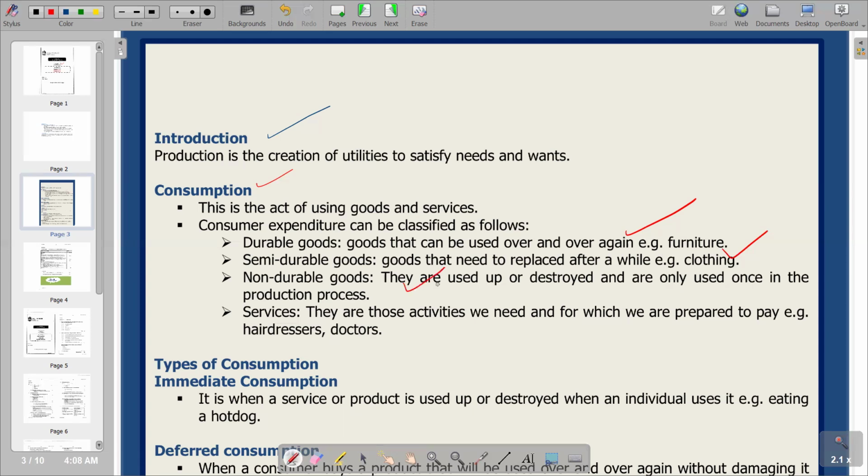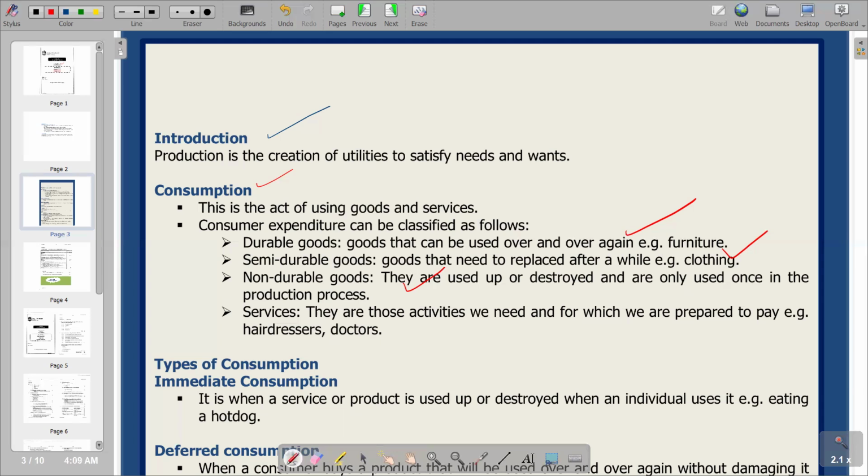So basically, that's what we have. Additionally, on semi-durable goods, we are saying these are goods which can be used for a limited period of time. We are giving an example of clothes, and then when we move to non-durable goods, we are saying they are used up or destroyed, and are only used once in the production process.